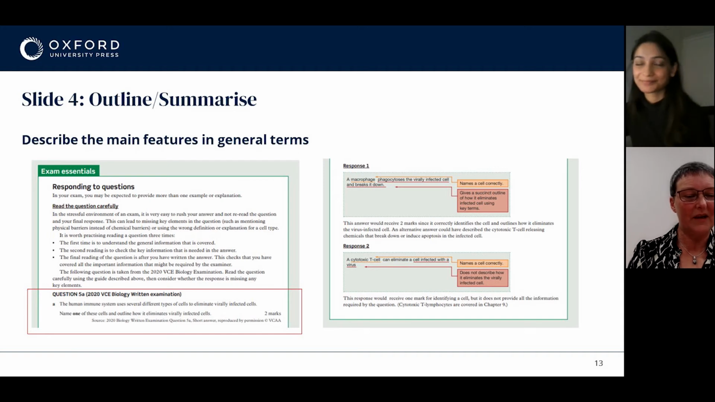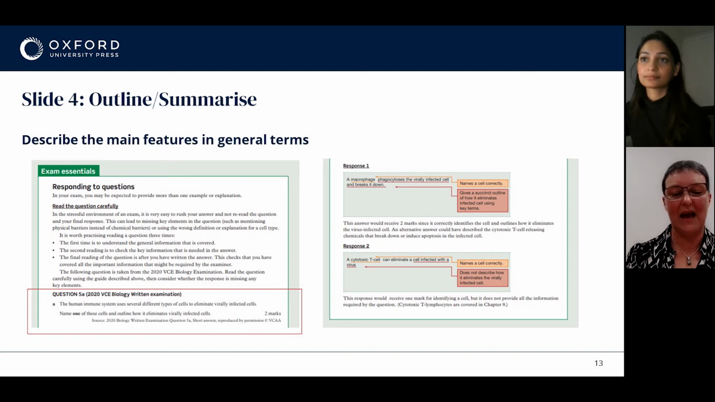So for example, one of the ones from 2020 was name one cell and outline how it eliminates virally infected cells. So this is an example where you have to name it, but you also need to outline.